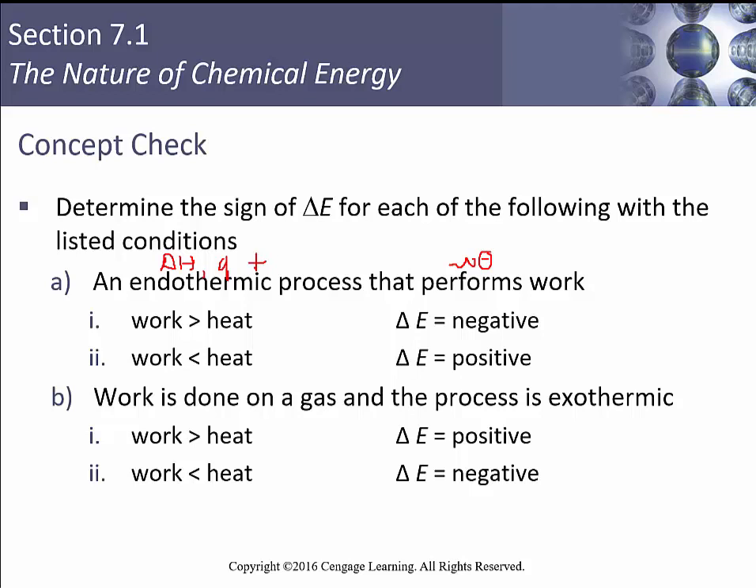If work is done on a gas, so our W will be positive, and our process is exothermic, Q is negative. If our work is bigger than our heat, our change in energy is positive. If our work is less than our heat, our change in energy is negative. Now, it didn't have the other two cases, where work is positive and our heat is positive, or our work is negative and our Q is negative. In this case, it's always going to be positive, and in this case, it's going to be negative.